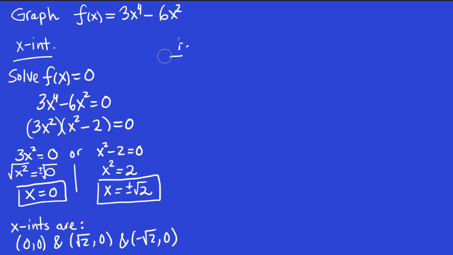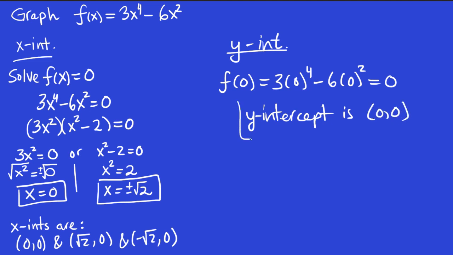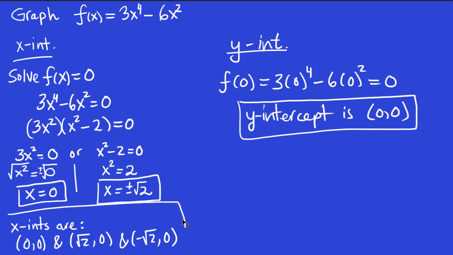Now the y-intercept, let's do that over here. The y-intercept is always easy because we just do f of 0, right? So 3 times 0 to the 4 minus 6 times 0 squared, that's just 0, right? So the y-intercept is 0, comma 0. Whenever you do a graph in calculus, if you can find the intercepts, it's always worth doing that. So let's go on to the main stuff of what we have to do here.